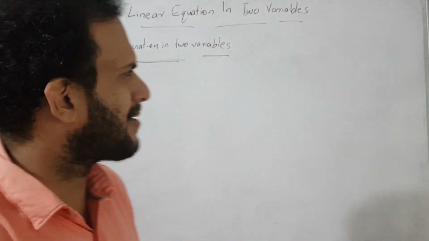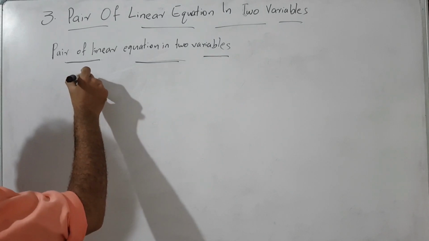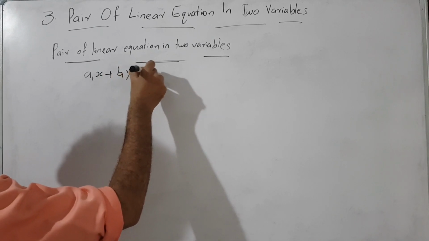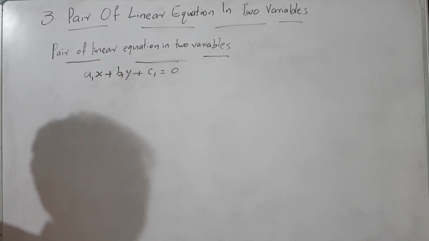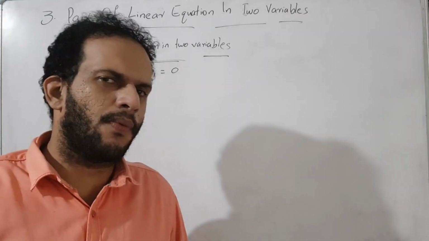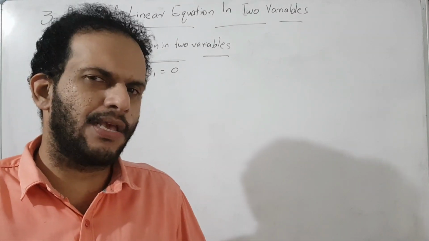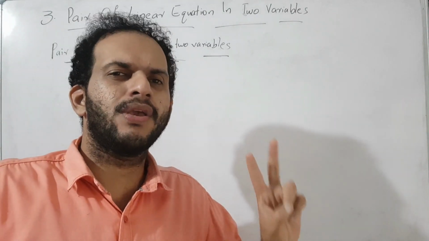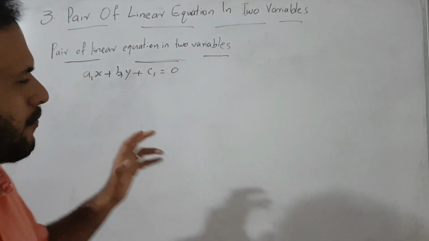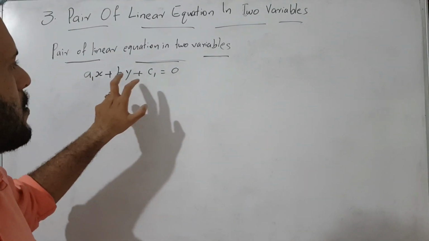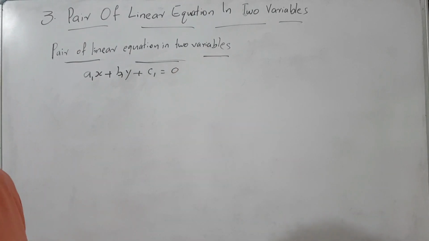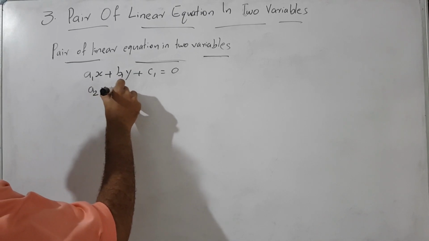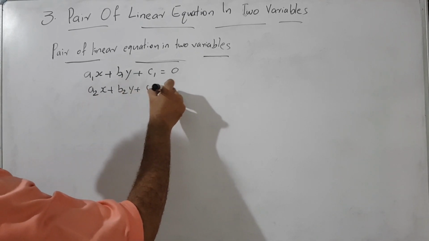So the standard form or general form is like this: a1x plus b1y plus c1 is equal to 0. Generally, the standard form is ax plus by plus c is equal to 0. But here we have a pair of linear equations, so how do we denote the standard form? The first one is a1x plus b1y plus c1 is equal to 0, and the second one is a2x plus b2y plus c2 is equal to 0.